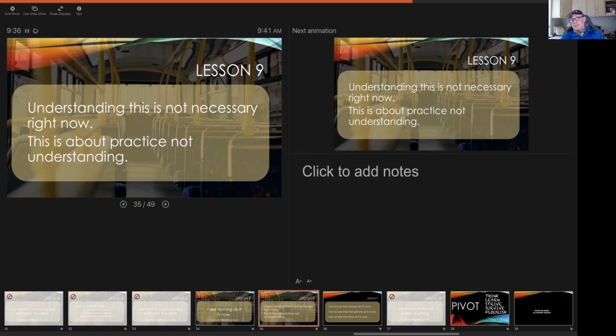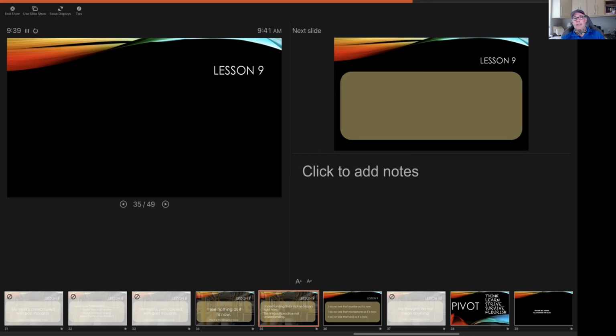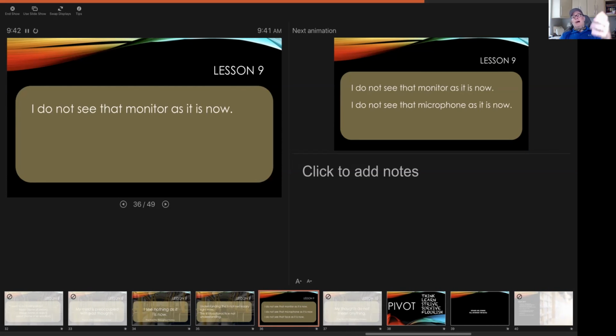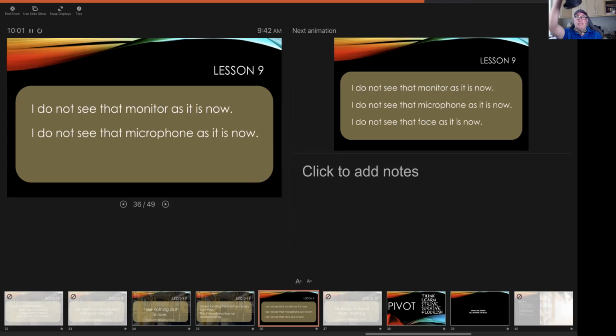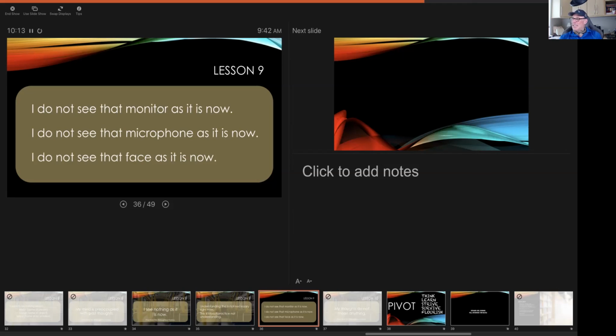Let me give a couple examples of what that might look like. I just did it right here as I was prepping. The first one is I do not see that monitor as it is now. So this is my computer monitor right in front of me. I don't see it as it is now. I looked at that and I just spent a few seconds, actually probably 20 or 30, just being there with that. And then I started working my way around. I don't see the microphone as it is now. It's right above my head almost all day long as I'm doing these. And I'm just with it. And my next one is I don't see this face as it is now. My face is on my monitor over here. That was the next place I looked, and that's what caught my eye, and it's not as it is now. And just spent a minute or so with that.